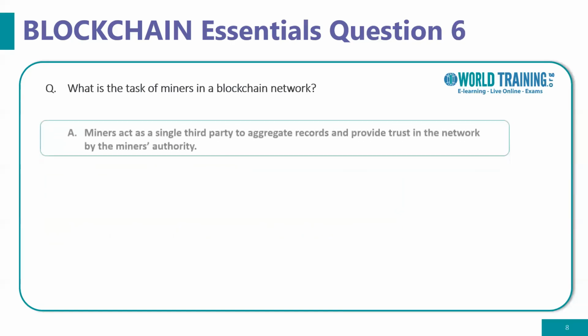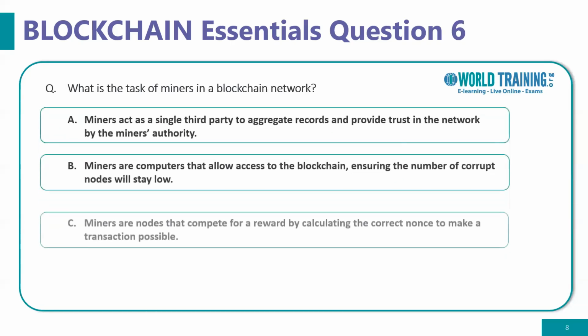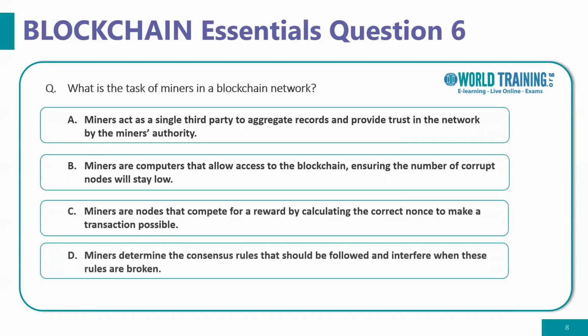So let's move to the next question, which is question number 6. What is the task of a miner in a blockchain network? So how or what does a miner node do? That's the question. The options are: option A, a miner acts as a single third party to aggregate the records and provides the trust in the network by the miner's authority.